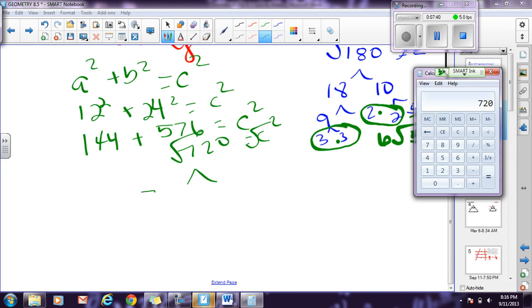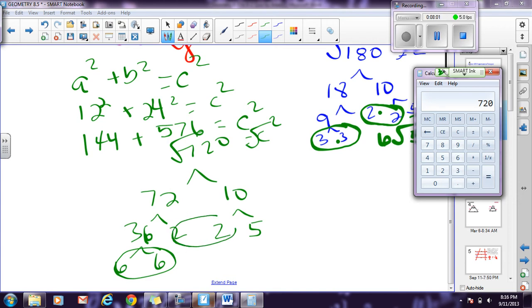720 is really 72 and 10. This guy is 2 and 5. This is 36 and 2. And I'm going to stop here because I know that 36 is really 6 and 6. I'm not going to go further with 6 and 6 because I know that's a pair and that's a pair. So take one out of each. So 6 and 2 equals a 12. And then the 5 goes on the inside right here.